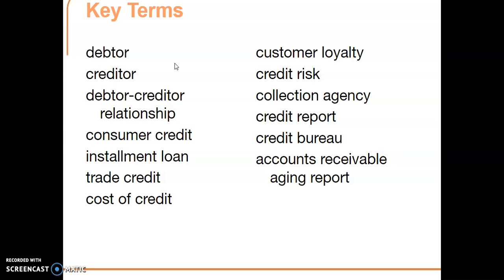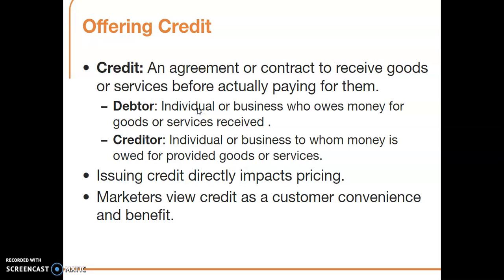The key terms are debtor-creditor relationship, consumer credit, installment loan, trade credit, cost of credit, consumer loyalty, credit risk, collection agency, credit report, credit bureau, accounts receivable aging reports.